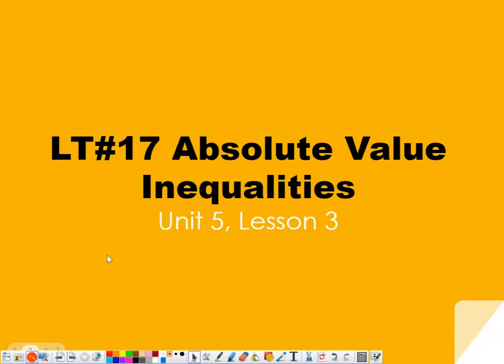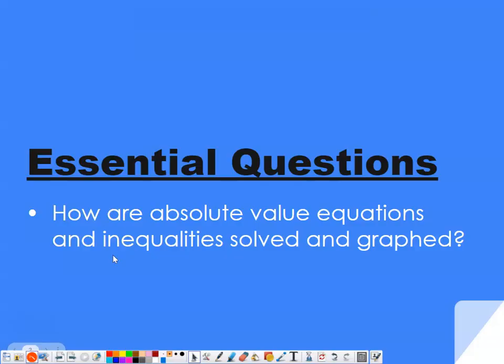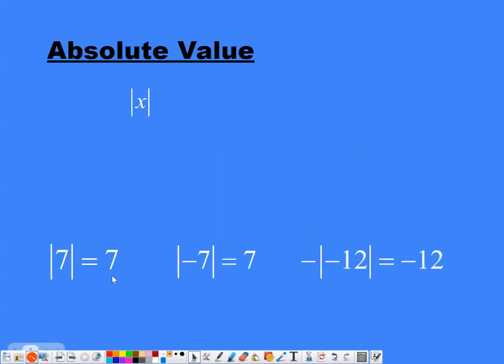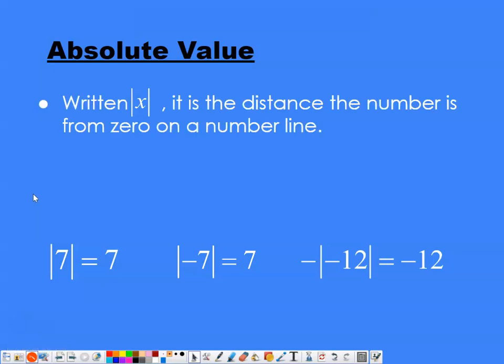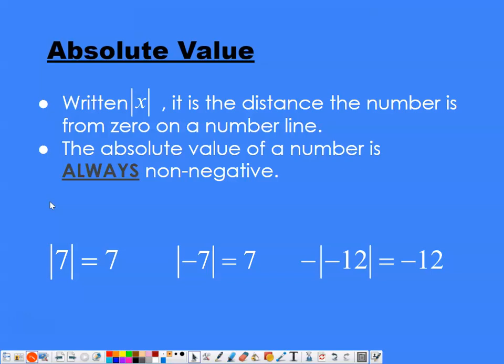Learning target number 17, we are talking about absolute value inequalities. Our essential question: how are absolute value equations and inequalities solved and graphed? So absolute value, okay, it is written as the absolute value of x. It is the distance the number is from 0 on a number line. Okay, the absolute value of a number is always non-negative.